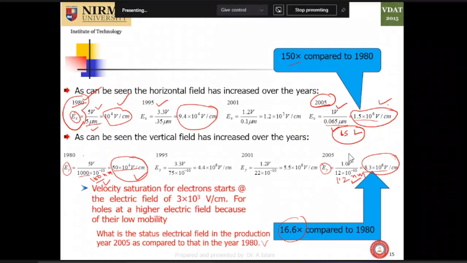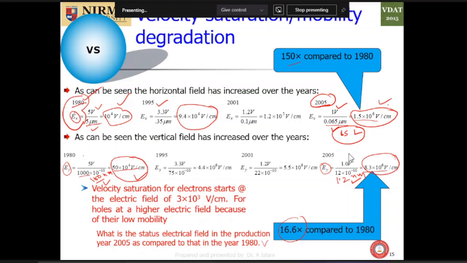The supply voltage also should have been scaled the same way, but it could not be done. Threshold voltage is also a matter. If threshold voltage is too low, then also there is a problem: substrate leakage current will be there. So from here we can understand what is happening in a new device, why the electrical field is so high, and because of that velocity saturation is occurring.